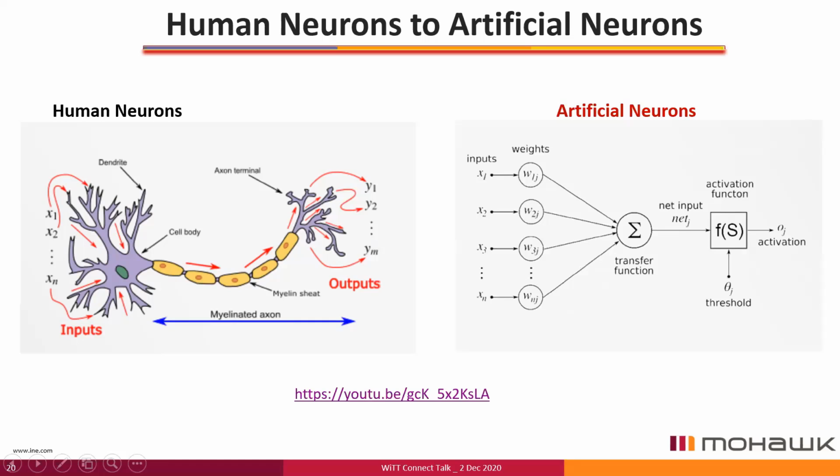And I want to show a video because I don't want to go into the details of the level of math here, but I felt that this video would be self-explanatory in terms of how they try to relate the human neurons with the artificial neurons.